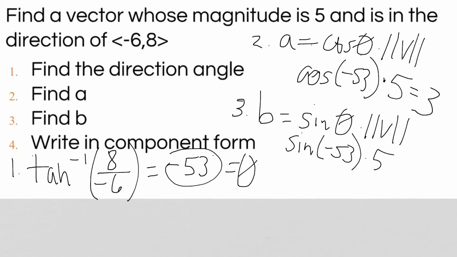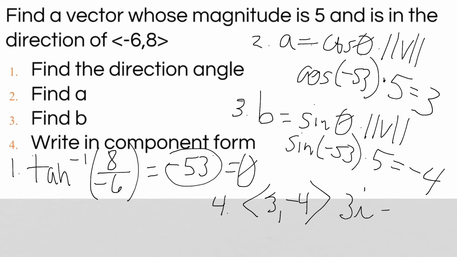And again, magnitude was 5. When I plug that in the calculator, I get it to be -4. Okay, so I have my answer. My component form could be written as 3, -4, or I could write it as 3i minus 4j.